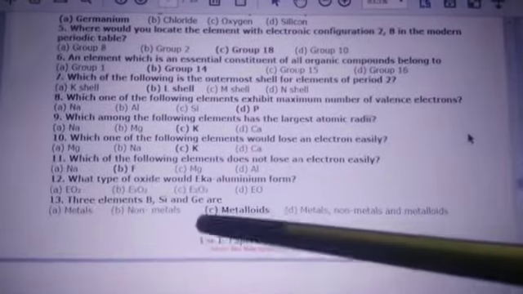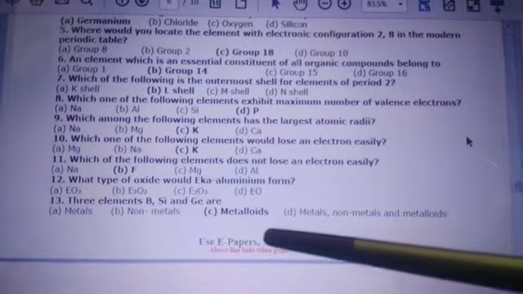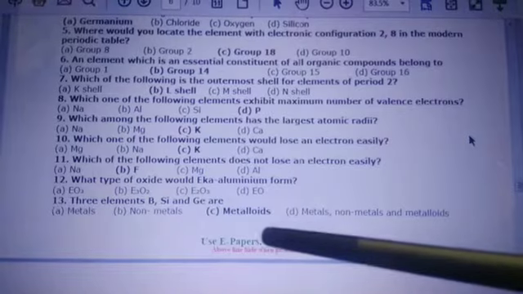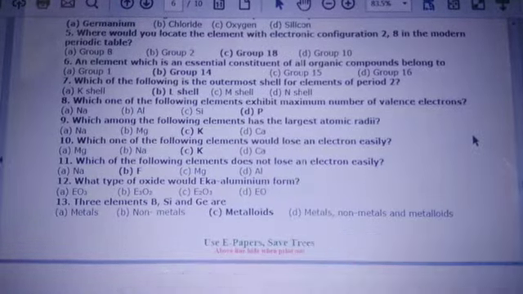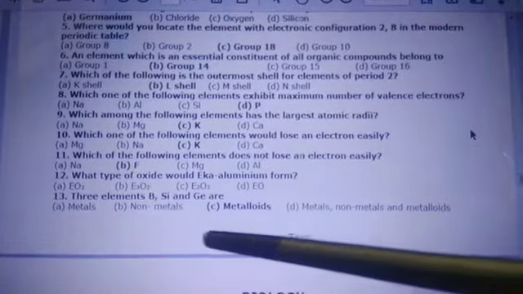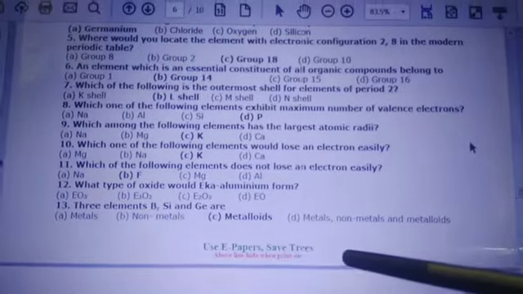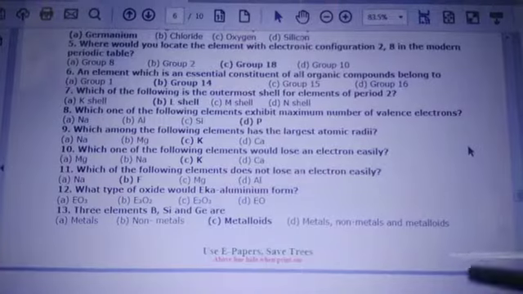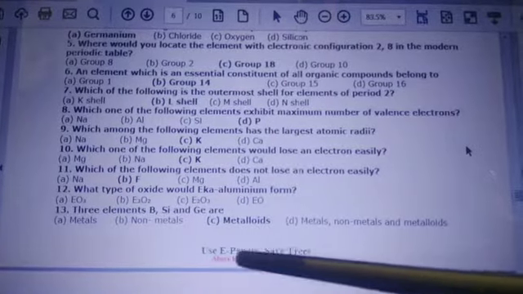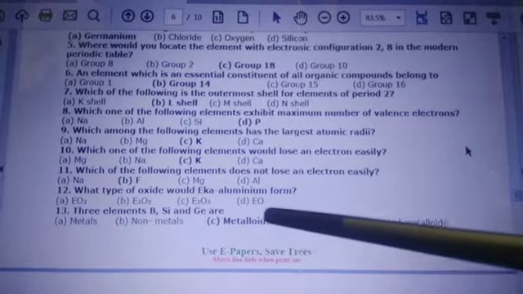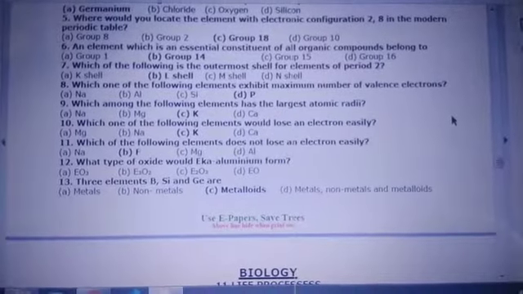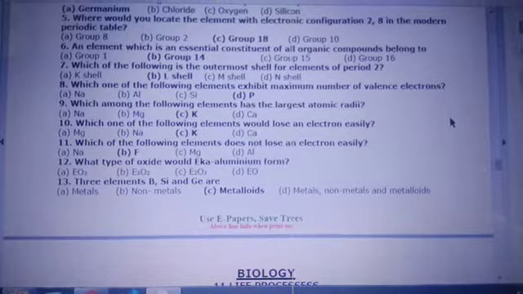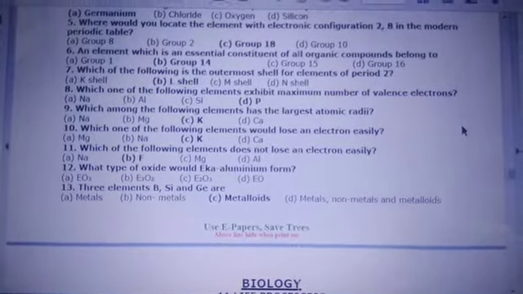13th question. Three elements B, Si and Ge, that is boron, silicon and germanium, are A. Metals, B. Non-metals, C. Metalloids, D. Metals, non-metals and metalloids. The answer is C, metalloids. Boron, silicon and germanium are metalloids. So, the MCQ of chemistry is getting completed with this.